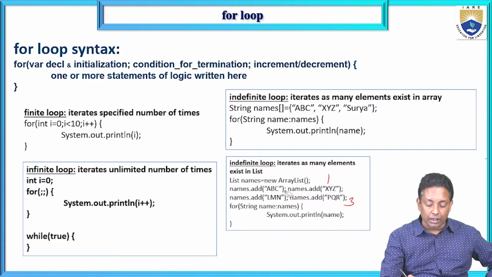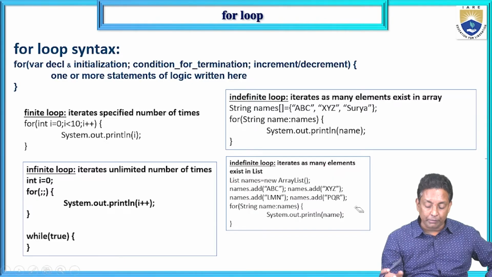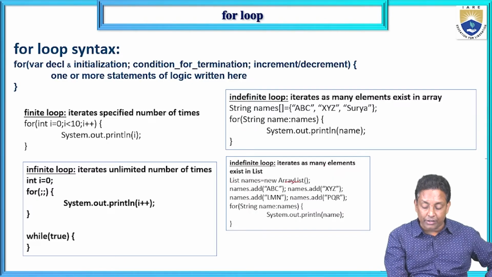So how to retrieve data from this array list object? Because array list is having string values. So here you write for string name colon names. From the names array list object, each string will be populated into name. That name we are printing here.